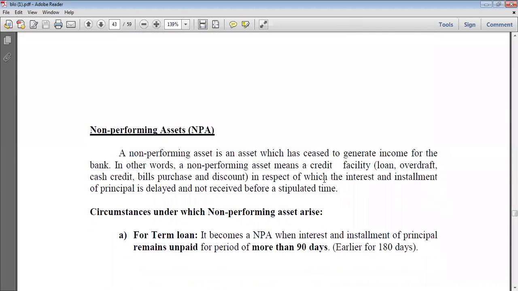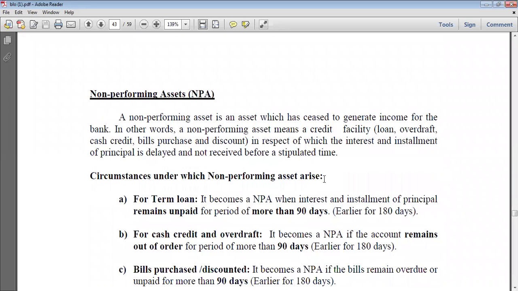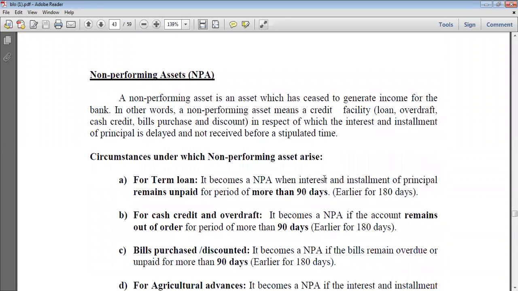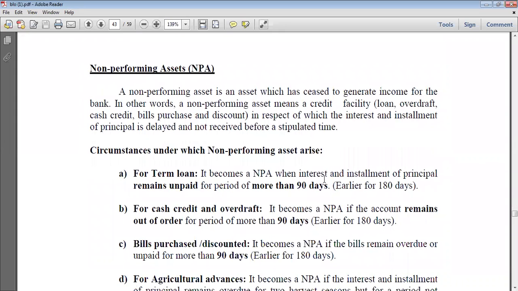Good morning, students. Next, we'll go for another topic, NPA, non-performing assets. So all of you know that non-performing assets, whatever the banking loan amount, will be converted into the NPA, which is not recoverable amount from the customer. So that amount only we can call as non-performing asset. The non-performing asset is an asset which has ceased to generate income for the bank.